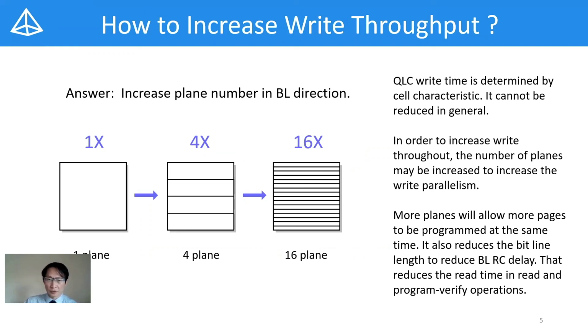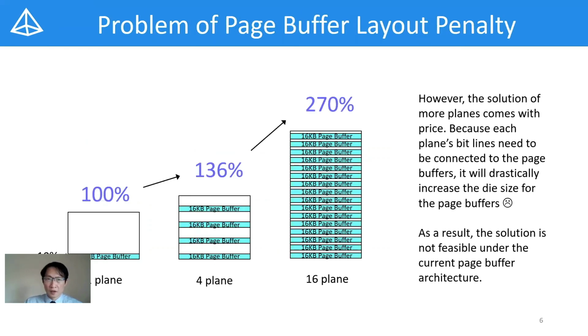For the planes in word line direction, since they cannot increase the write throughput, we are going to ignore them here. However, this solution comes with a high price. Because each plane needs a 16 KB page buffer to perform read and write operations. Increasing the number of planes will significantly increase the number of page buffers. For 4 planes, the die size is increased by 30%. For 16 planes, the die size will be increased to about 3 times.